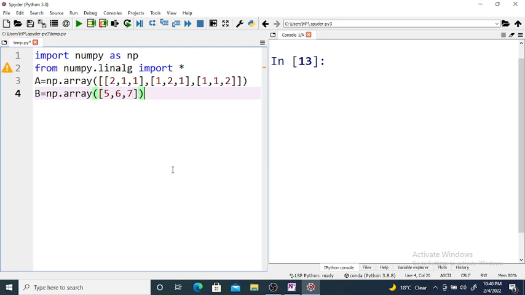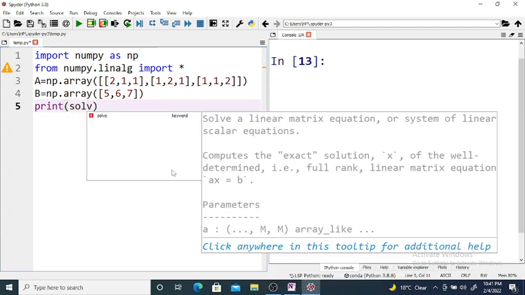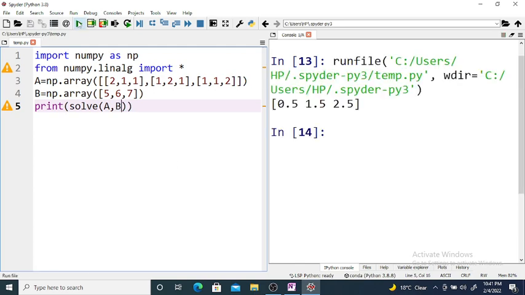Now if you write print(solve(A, b)), you will get the list of solutions containing the values of x, y, z. So here x is 1 by 2, y is 3 by 2, and z is 5 by 2. That is, x is 0.5, y is 1.5, z is 2.5.